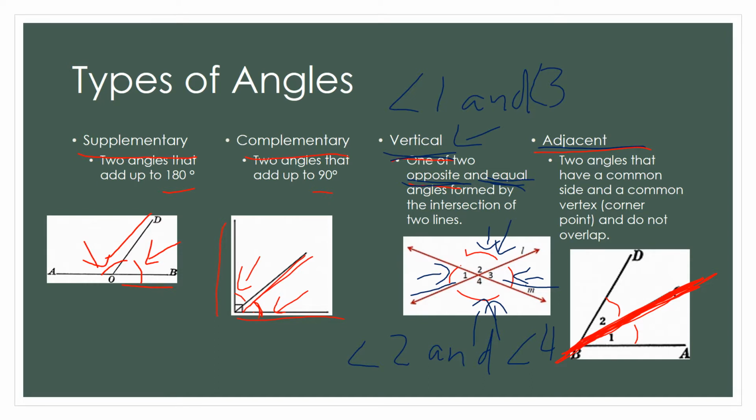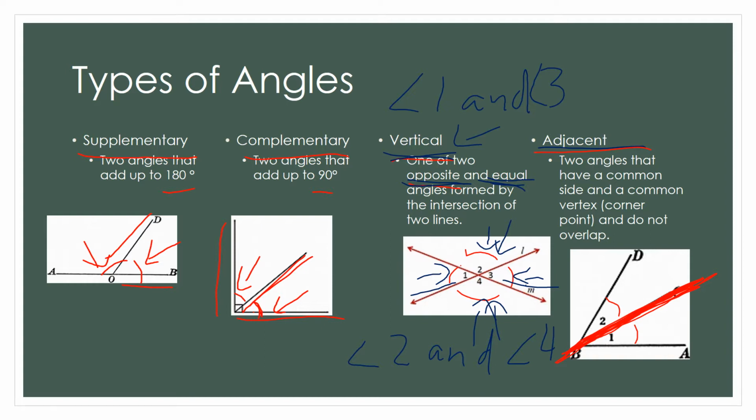Complementary angles, remember, are two rays, so we have a ray here and a ray here. Here's our angle right here. Then we have a ray here and a ray here. Here's our angle right here. So these two angles, this angle and this angle, have to add up to 90 degrees to be complementary.